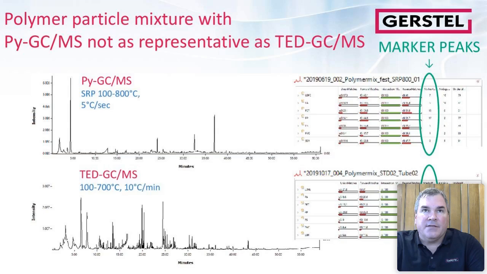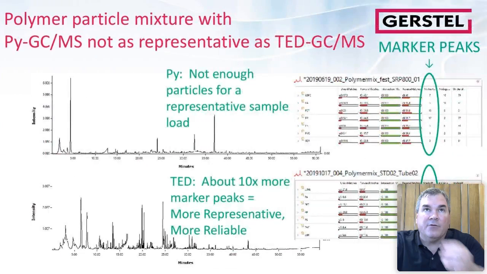For pyrolysis to get this kind of information, we would have had to have taken many more samples and added them together to get all the same information that's in one TED run. And when I talk about representative samples, that's really what I'm after. So pyrolysis: not enough particles for a representative sample. TED: 10 times more marker peaks, more representative and much more reliable.